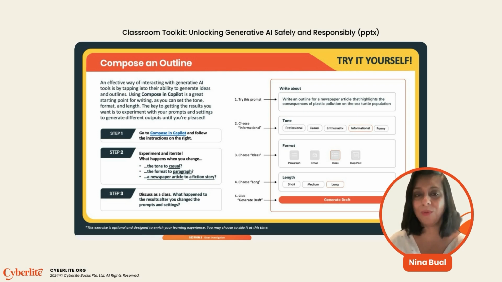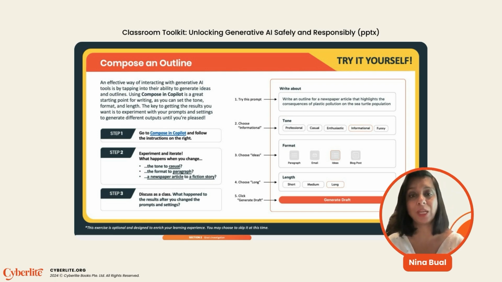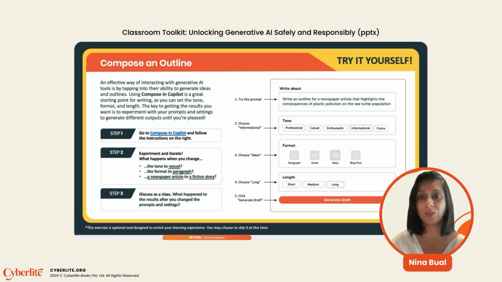Write the prompt, try the prompt itself. The prompt that we've given is the same as Gina's. Write an outline for a newspaper article that highlights the consequences of plastic pollution on the sea turtle population. Choose the informational tone, choose the ideas, if you want it in a paragraph, email, ideas, or a blog, and then choose the length and generate the draft. Again, you can put this in ChatGPT if it's easier to do, and go ahead and experiment. Pause here and try that out.